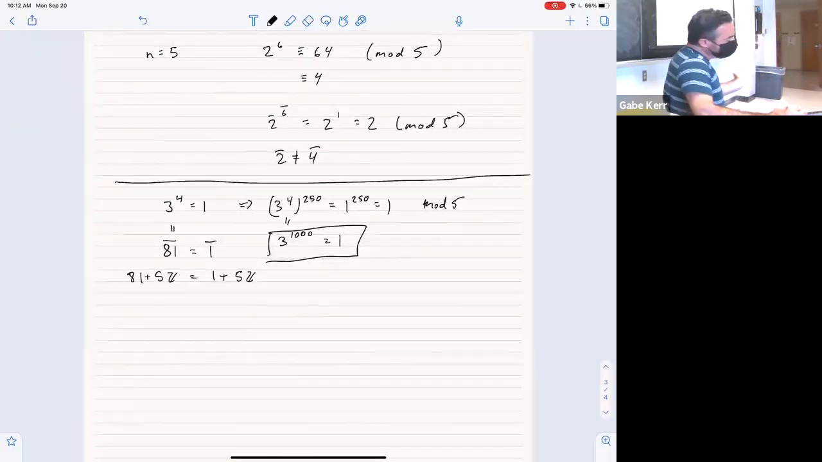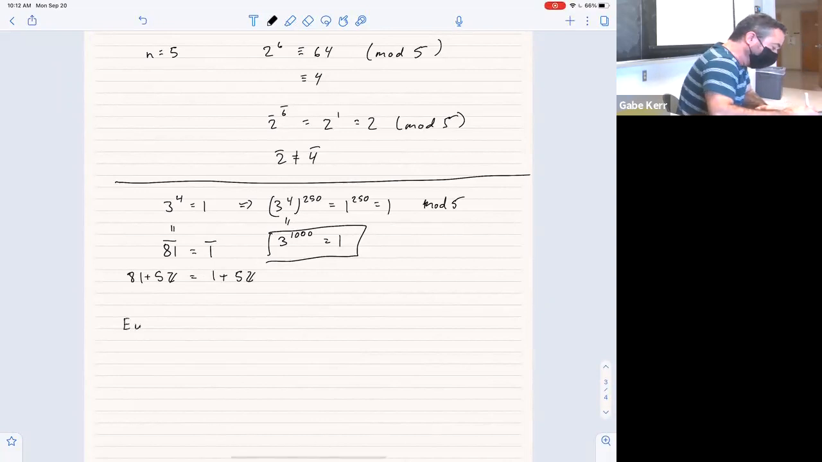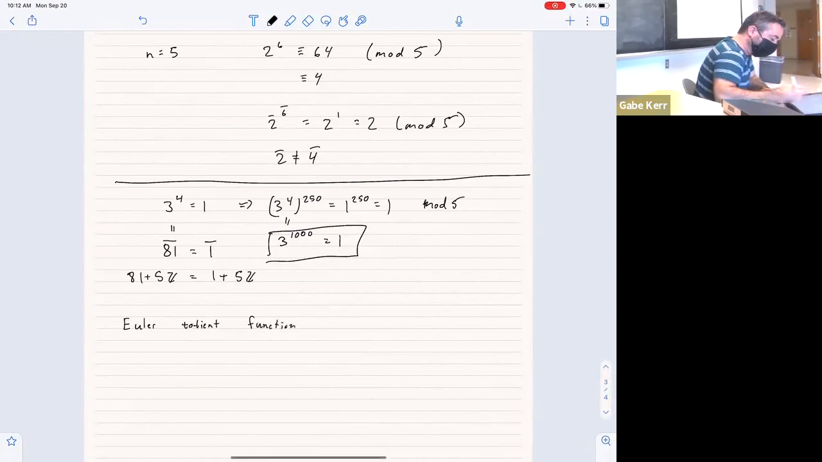So this is like a baby version of the following result about Euler's totient function, which I'm just going to mention. I'm way behind on my lectures. It's also called the phi function. Phi tells you, if I put in n, the number of integers between 1 and n relatively prime to n.